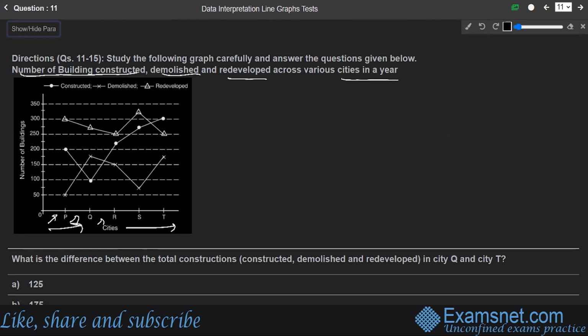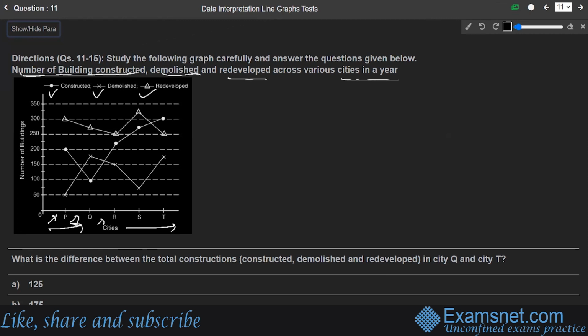On the y-axis, there is the number of buildings, 50, 100, 150, and so on. And how is the data represented? Constructed is represented by a filled circle, demolished by a cross, and redeveloped by a hollow triangle. This is how things are represented. So let us take an example so that things are clear.